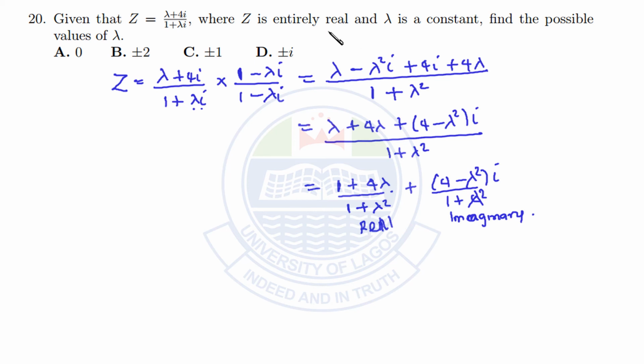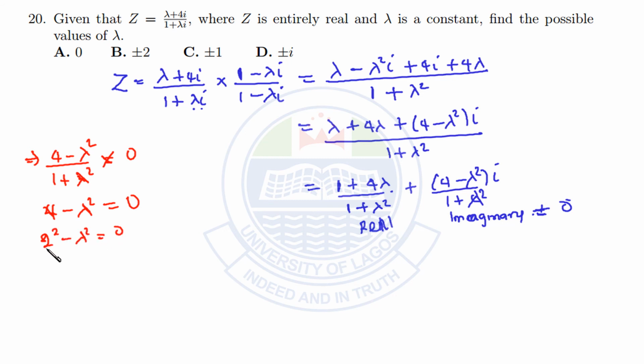Now, there's a condition given that z is entirely real. Since z is entirely real, what does that imply? That means the imaginary part is 0. So that means that we have (4 minus lambda squared) over (1 plus lambda squared) equals 0. So if I cross multiply, since your lambda is a constant, we have 4 minus lambda squared equals anything multiplied by 0, which will give us 0. This is 2 squared minus lambda squared equals 0.